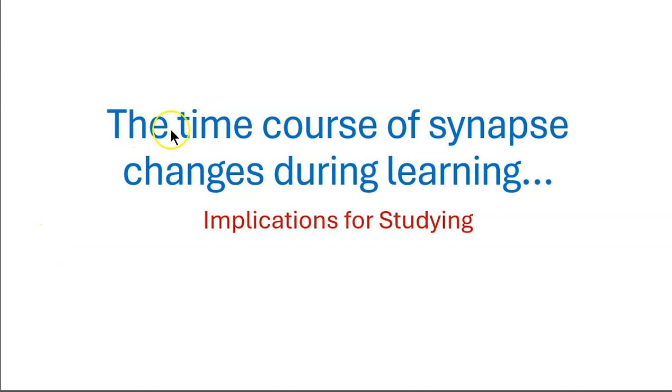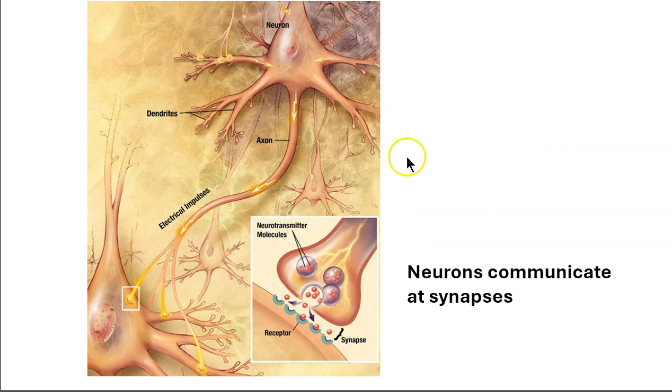In this lesson, we'll look at the time course of synapse changes during learning, and there will be implications for studying. In previous lessons, we've learned that brains are composed of neurons, and neurons generate electrical signals that travel down the axon to reach synapses on a target neuron. And here we see a magnification of the synapse where there's chemical communication between brain cells.